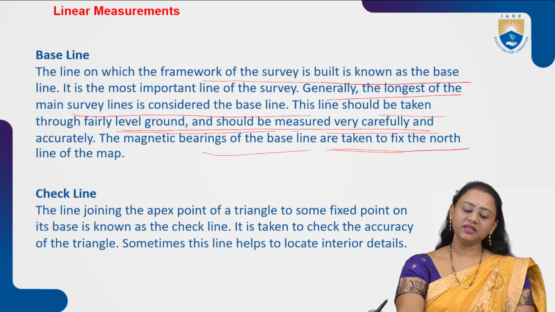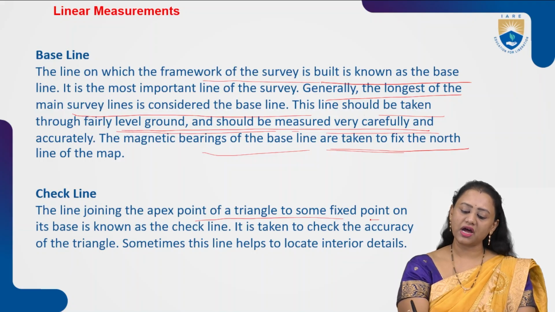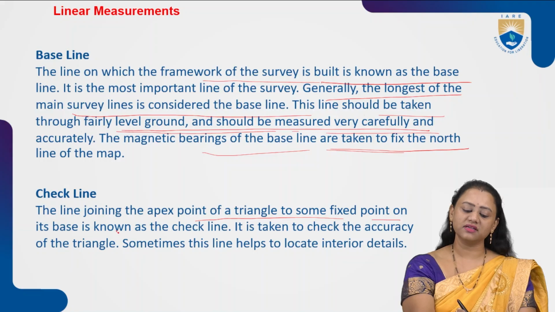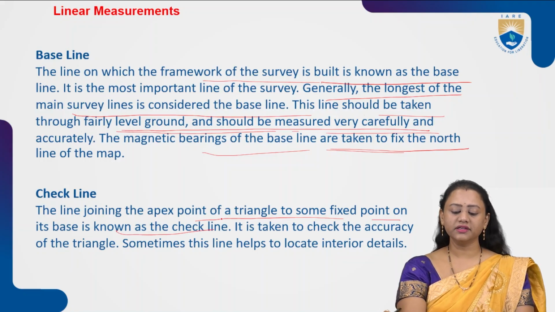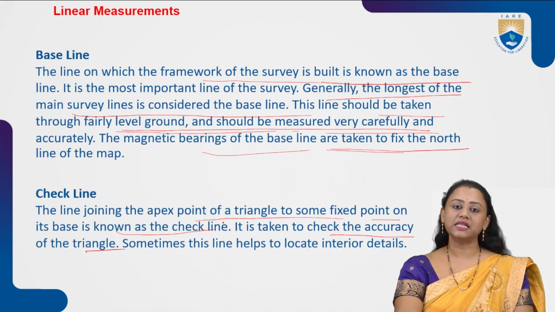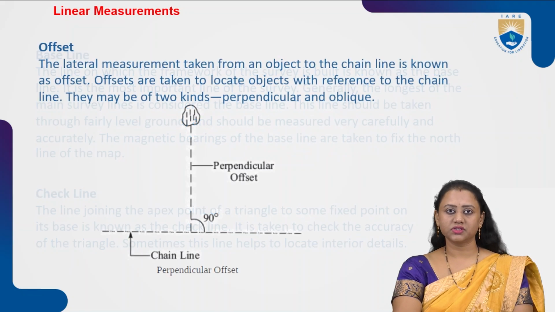Check line. So, the line joining the apex point of a triangle to some fixed point on its base is known as a check line. It is taken to check the accuracy of the triangle. Sometimes this line helps to locate interior details.